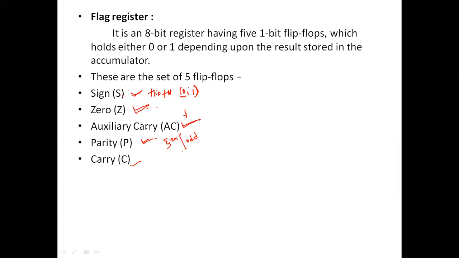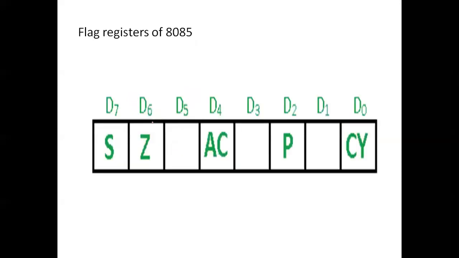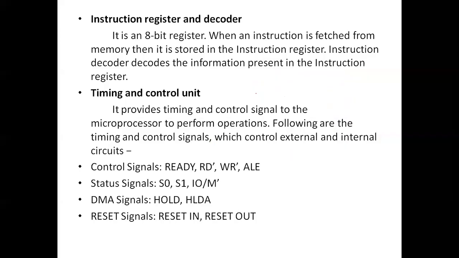So sign flag, zero flag, auxiliary carry flag, parity flag, and the carry flag. So these are the 5 flags we are having. As I have said, these are the flag registers we are having. 8086 is going to have 9 flags, fine, but we are not bothered about it. When it comes to the 8085, in 8085 we are going to have 5 flags: carry flag, parity flag, auxiliary carry flag, sign flag, and the zero flag. So that is about the flag registers.